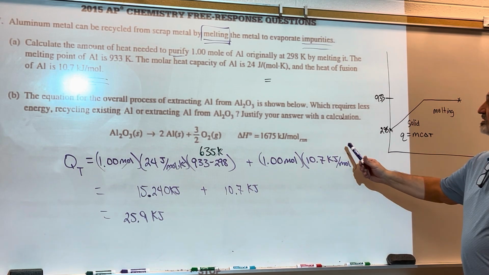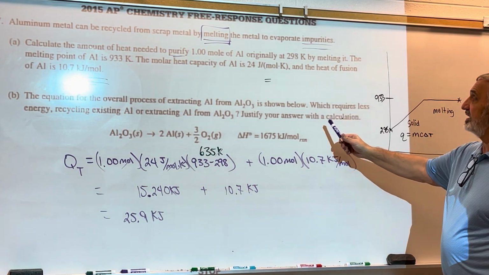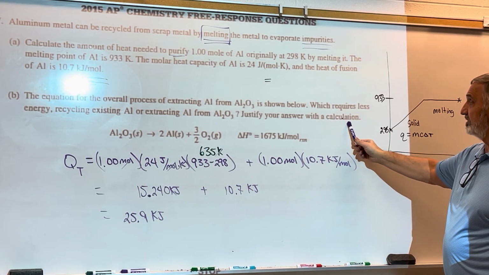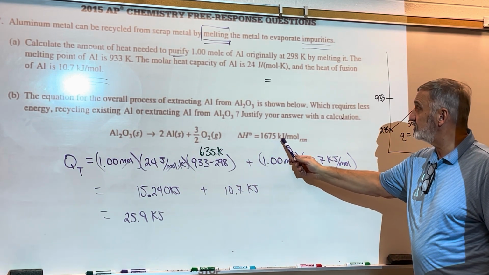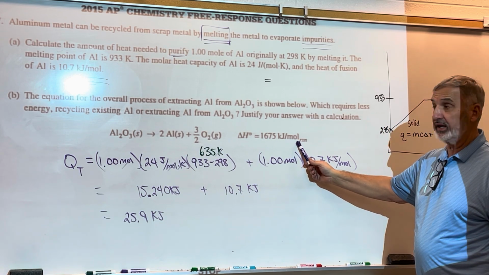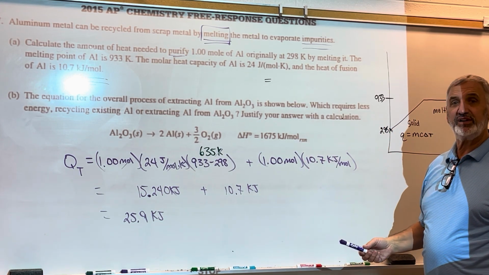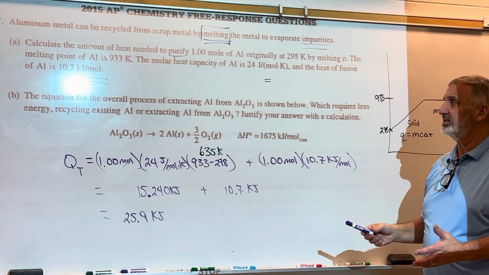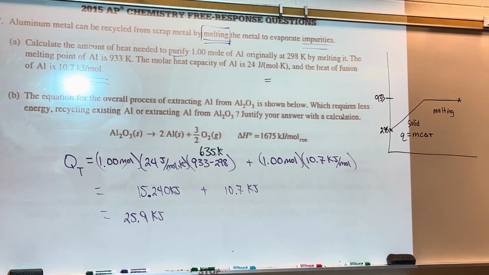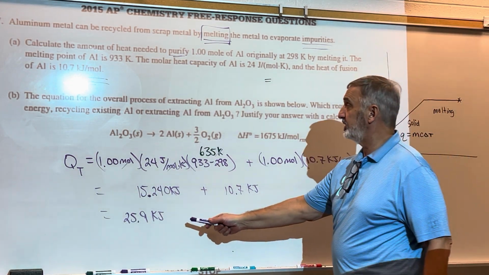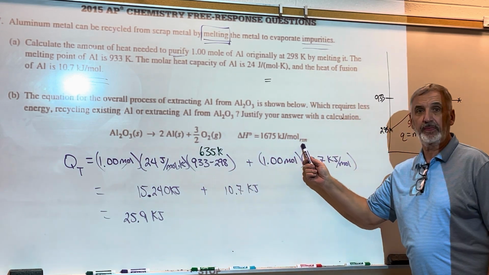Now the equation for the overall process of extracting aluminum is shown below. It says, which requires less energy, recycling or extracting? Justify your answer with a calculation. So now this is 1675 kilojoules per mole. How do I figure out how much energy it takes for 1 mole? Well, we have kilojoules here. We're comparing 25.9. How much is this going to take? And how do we know?